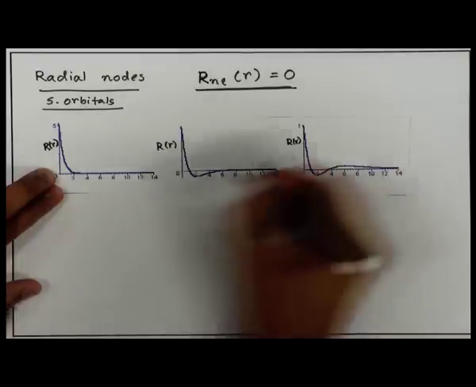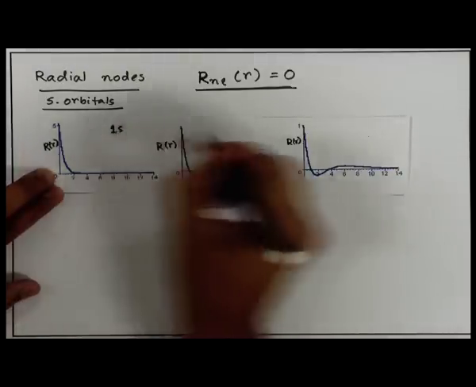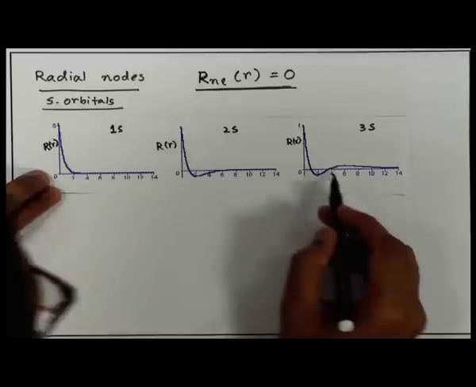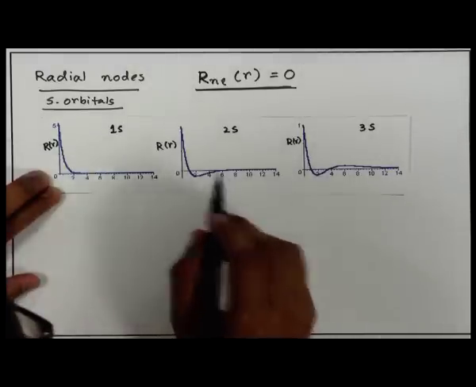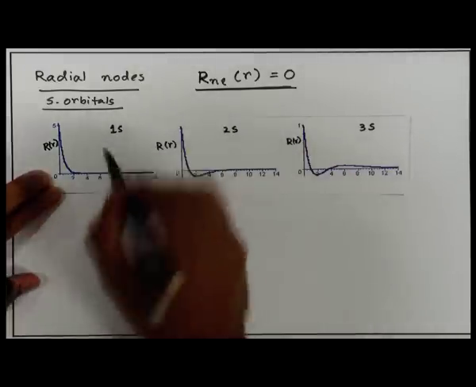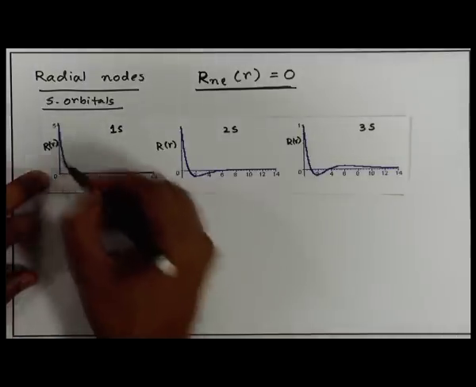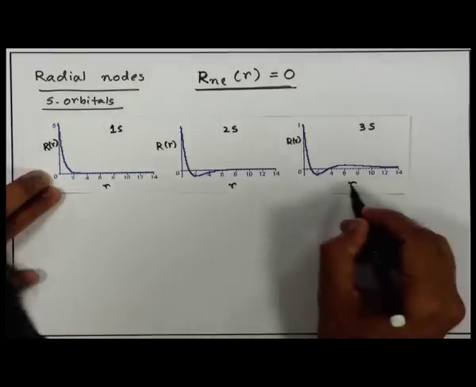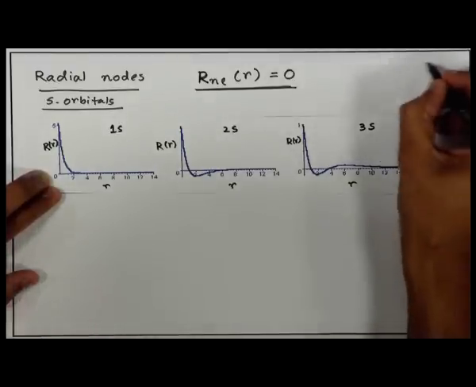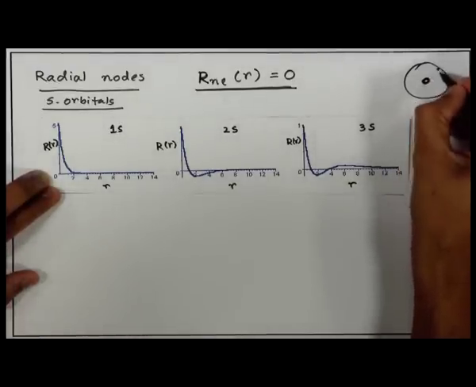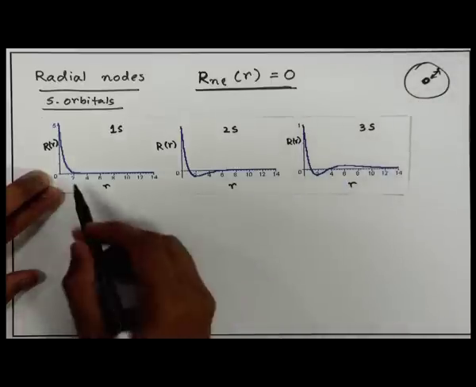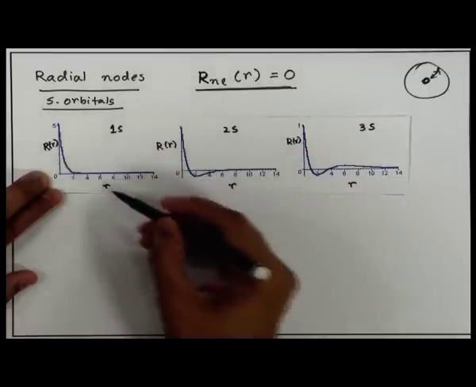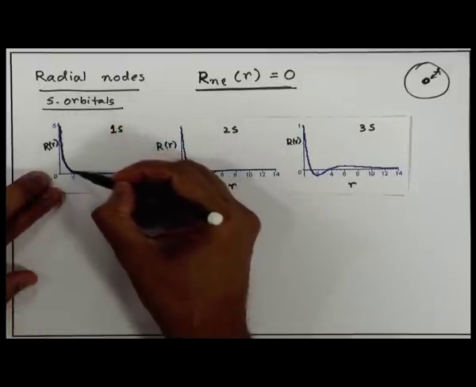The three figures that you see here are one for 1s, the other for 2s, and the third one for 3s. In each of the cases, the angular part is the same. This is given as s, they are all spherical orbitals. What I am showing you here is the radial component as a function of r. This r is the distance between electron and nucleus. So, this is my nucleus, this is the electron, and this is the distance. When you look at the radial component of the wave function for the 1s orbital, this is the shape of the plot.